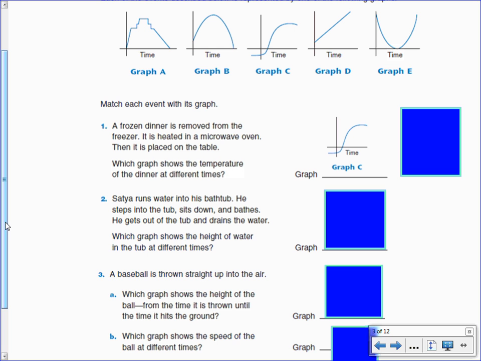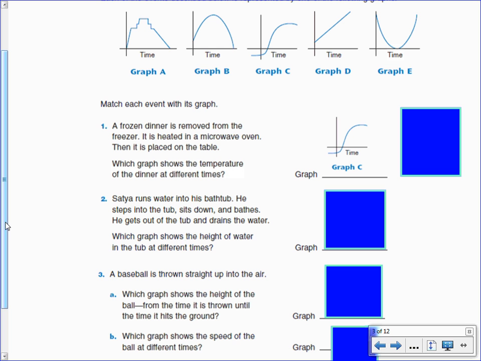Okay, so the bath is filling up, right? The height of the water is going up. Okay, the water's kind of sitting there. It's probably getting ready to bathe. He steps in. So what happens when you step in a bathtub of water? It splashes water. The water gets a little bit higher, right? What happens when you sit down in it? It gets higher. It gets even higher.